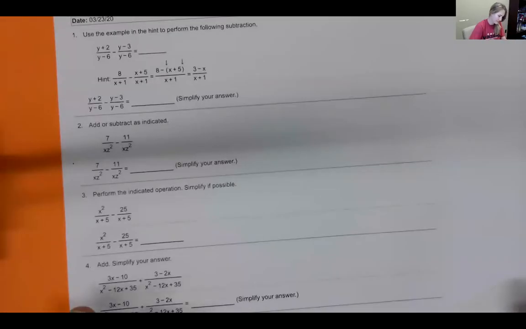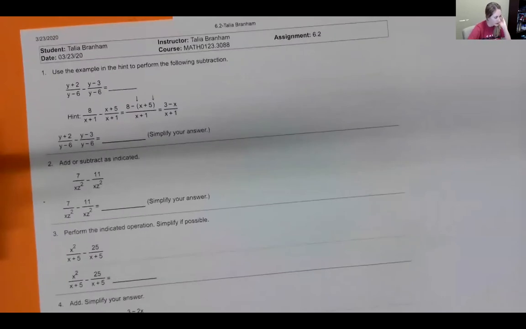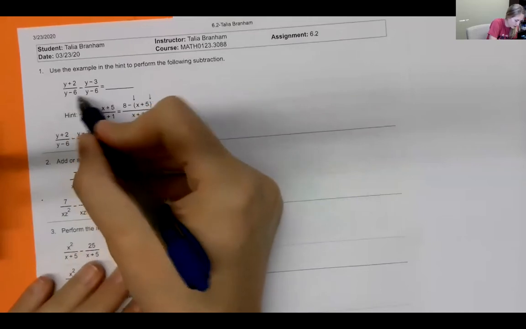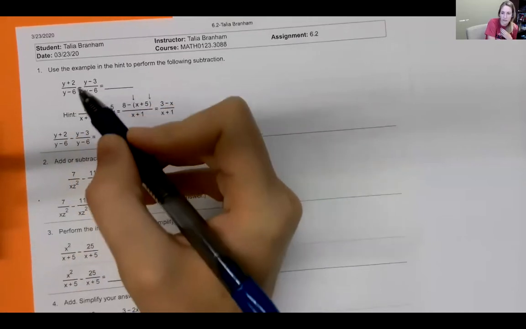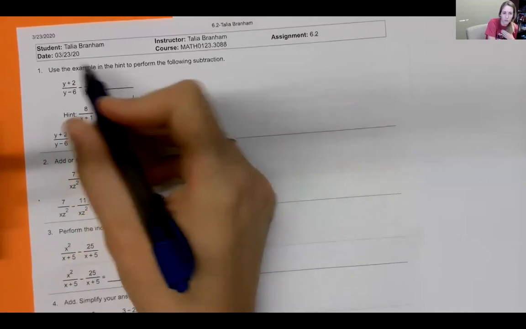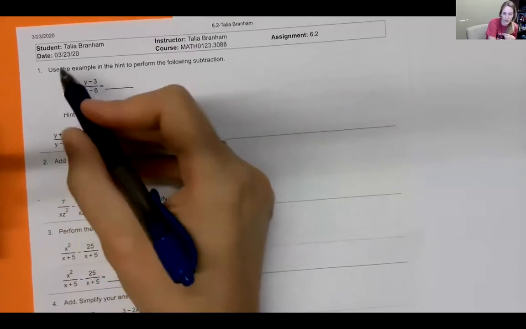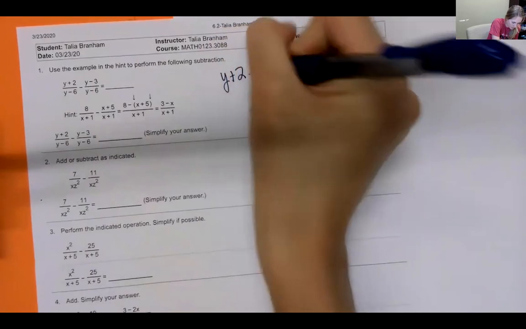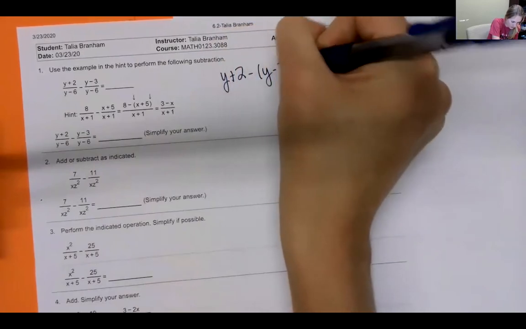All right. So when we're doing these, we have to check our denominators and make sure our denominators are the same. If they're not the same, we can't use it. So, well, if they're not the same, we have to find the common denominator. So on this one, we have y subtract 6 and y subtract 6. Since the denominator is the same on both of them, we go ahead and subtract our numerators. So we'd have y plus 2 subtract y minus 3.